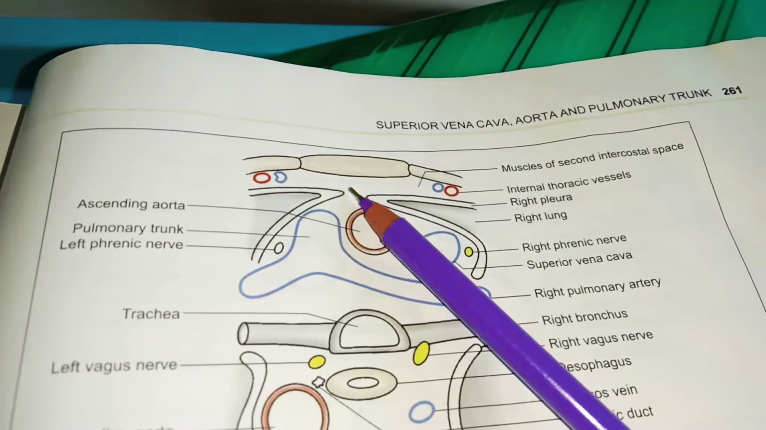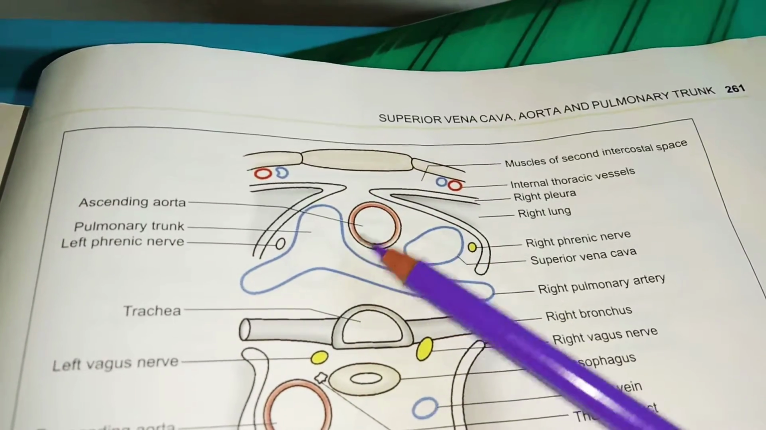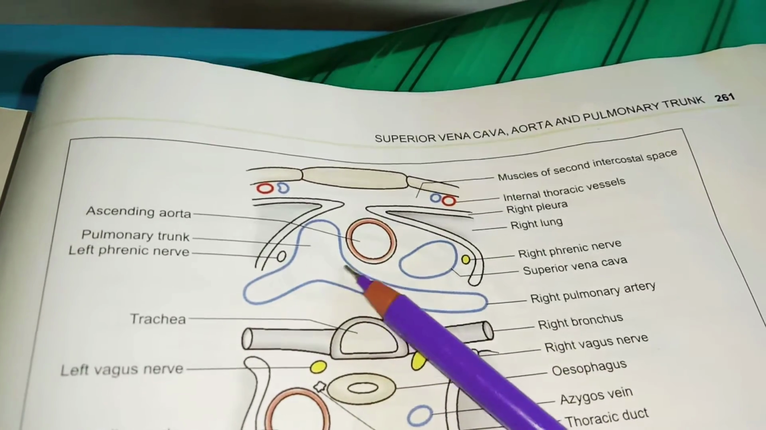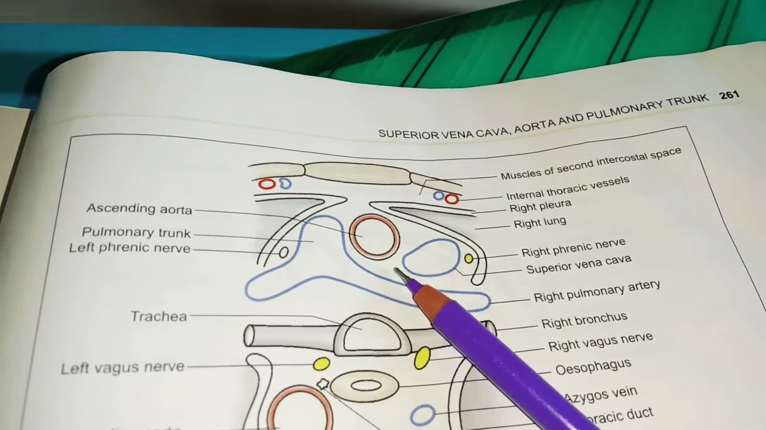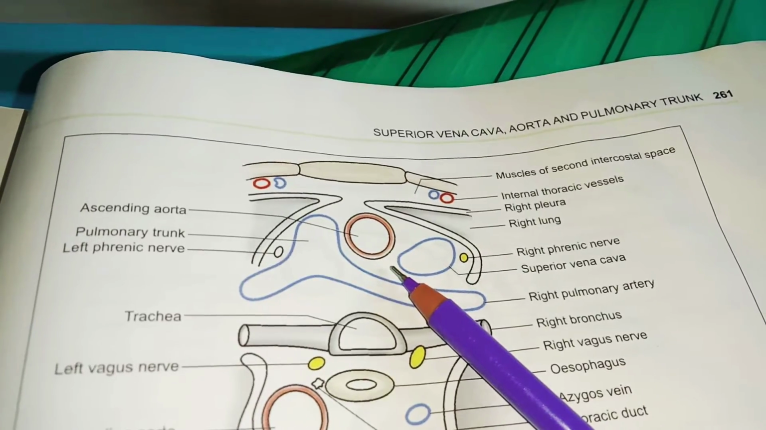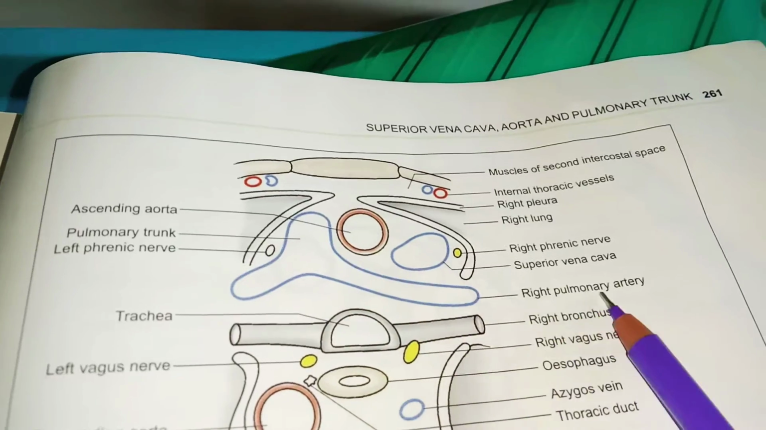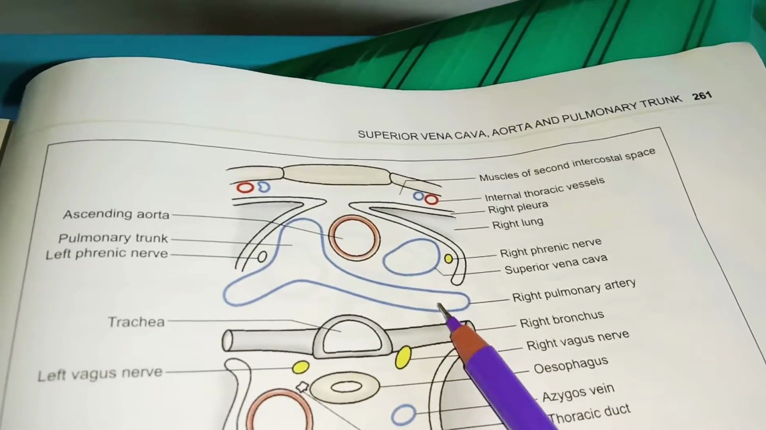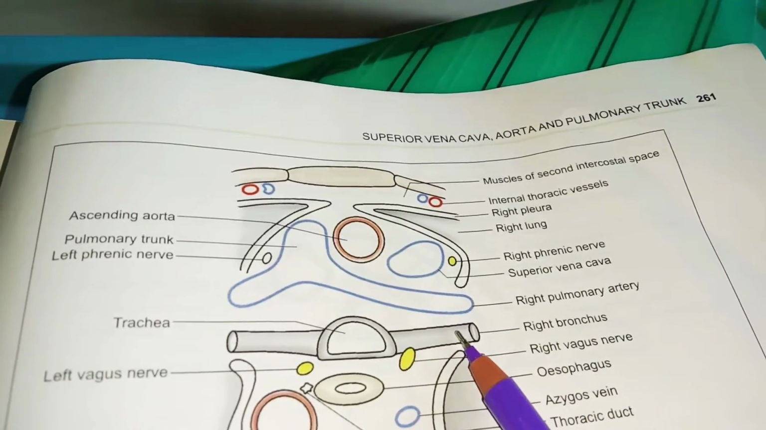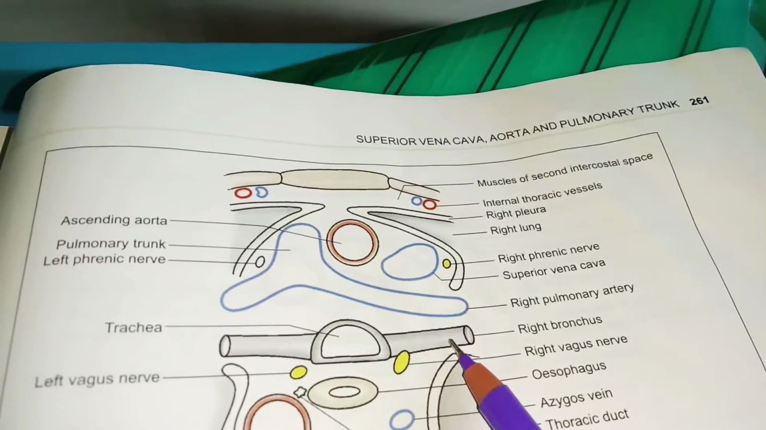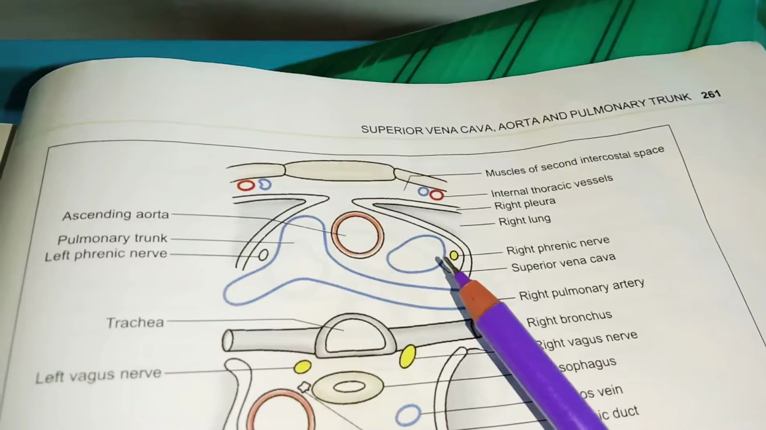Next, what are the structures which are posterior to the ascending aorta? The structures which are posterior are the transverse sinus, and also you'll have the left atrium, and also you'll have the right pulmonary artery. You can see this is the right pulmonary artery, and also you'll have the right bronchus. You can see right bronchus. So these are all the structures which are posterior to the ascending aorta.